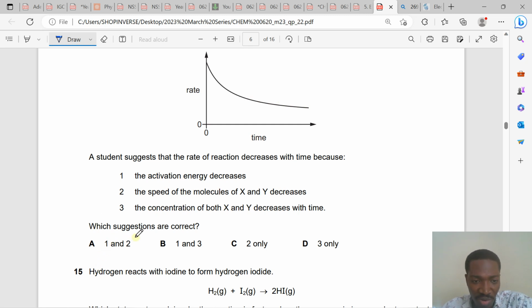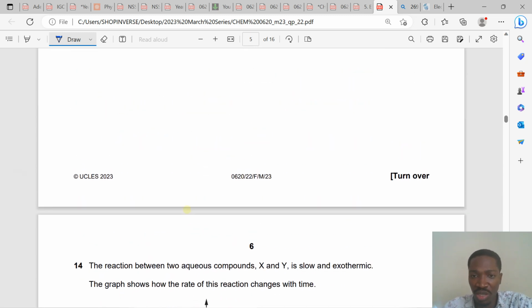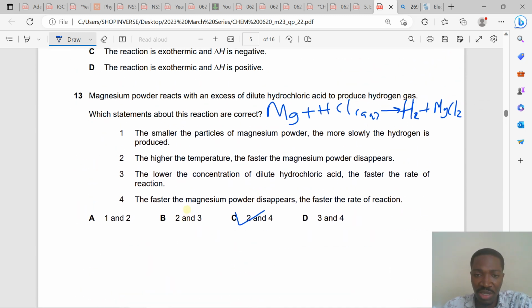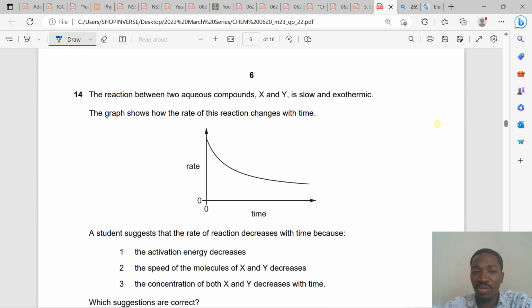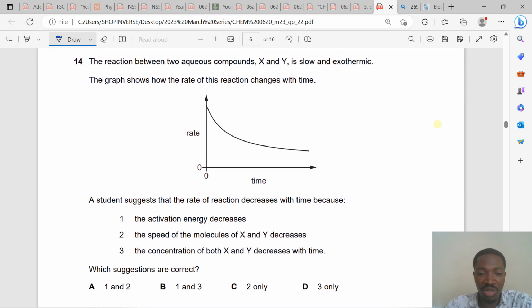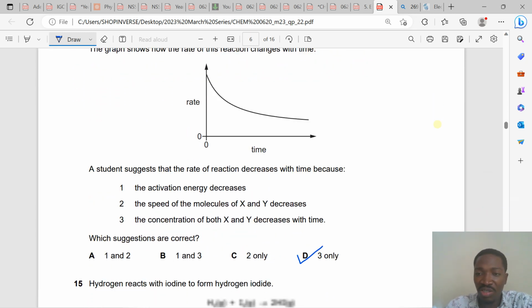So we have 1 and 2, no. 1 and 3, no. 2 only, no. 3 only. So as the reaction proceeds, the reactants are being consumed, okay? It's even similar to what we have here. As the reaction proceeds, the reactants are being consumed, so their concentration will drop. As the concentration of the reactants drops, the rate of reaction will be reducing. So the previous equation can also be used to explain this situation.